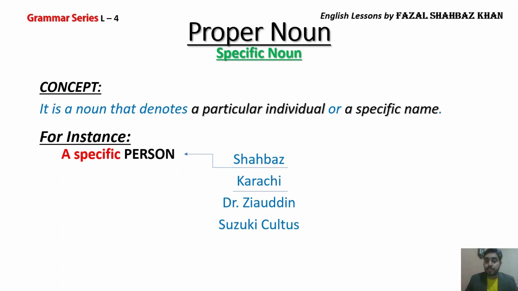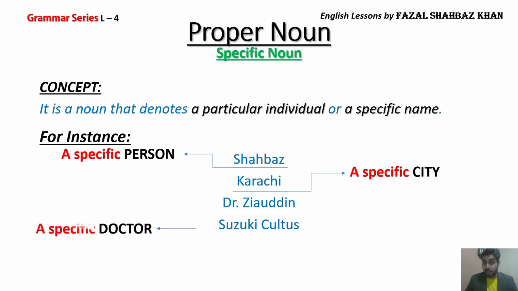Then, the name of the city, as you can see, Karachi. Now, it is a city, which makes it a common noun, but the name of that city is now particularly referred to, and that happens to be Karachi, where we are right now, and so this becomes a proper noun. Dr. Ziauddin is a specific doctor. A name has been attached to that, and in the same way, for a car, you can now clearly see the model number. The model of that is the car that belongs to Suzuki Cultus. The name of that very specific car or a specific brand of car would be Suzuki Cultus. So in that case, that becomes a proper noun.